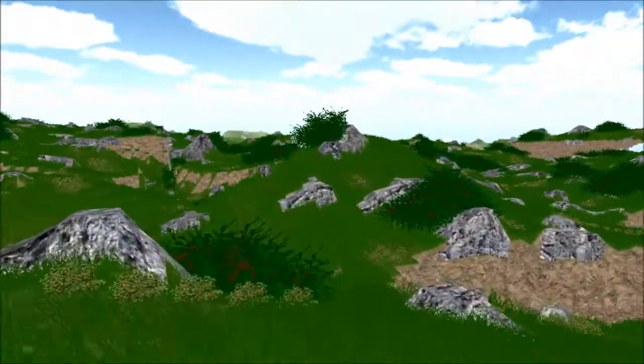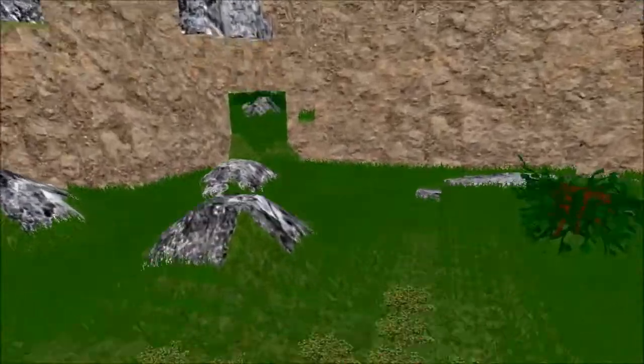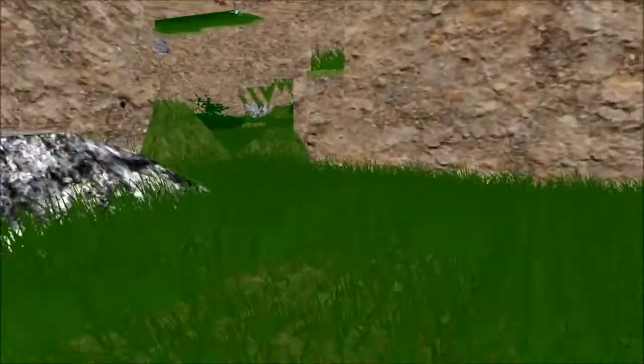Of course, the textures are still really bad. I will work on textures. I'm currently only working on placing objects in the world.